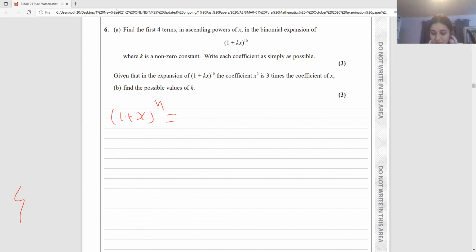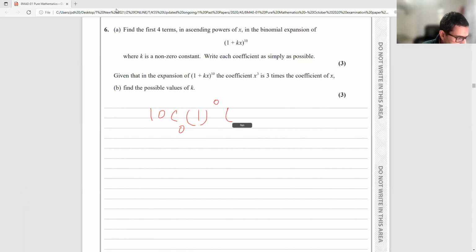I do 10c0 and then 1 to the power of 10, kx to the power of 0. I do that. Yeah, 1 to the power of 0 and kx to the power of 1, to the power of 10, kx to the power of 0. Right, okay. Then, yes. Okay. I will explain to you because I was mixed up with the year 2.